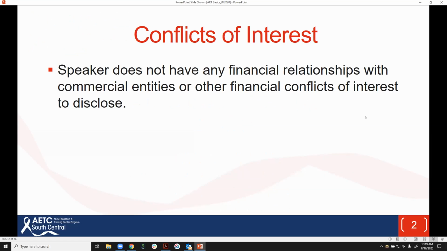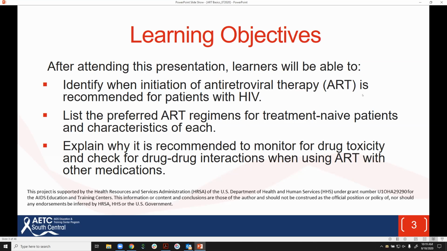So introduce myself. I have no conflicts of interest. And then we're going to talk about initiation of antiretroviral therapy. Really, when we're talking about people with HIV and the recommendations for when to start people and which regimens are suggested, but we can also talk about some switch if we have time, and also, what if someone's on a regimen, should we keep it on or change it? We're going to talk about the regimens and then drug interactions, toxicity, etc.